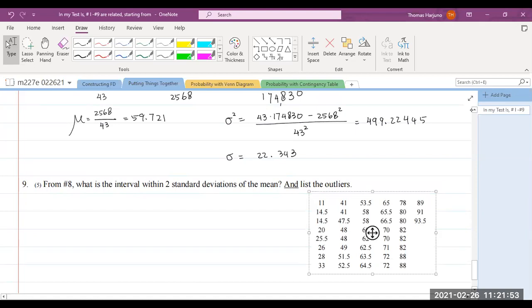The problems we do here are from Sp21, test 1. This is from Sp20, last semester, Math 227 at East LA College, test 1.